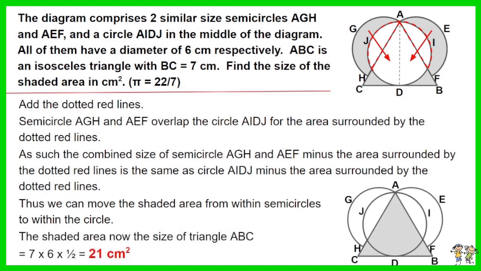The shaded area, now the size of triangle ABC, equals 7 times 6 times half. The answer is 21 centimeters square.